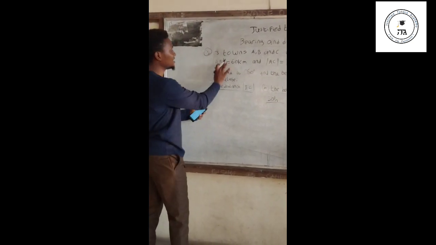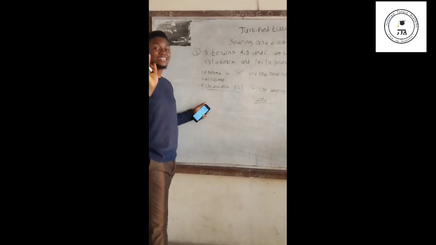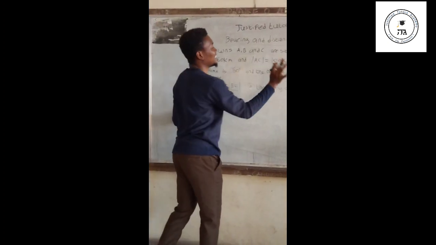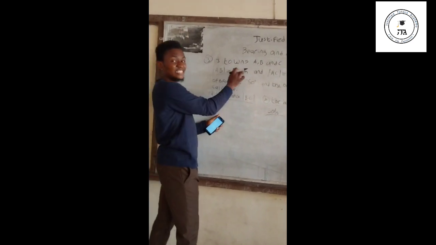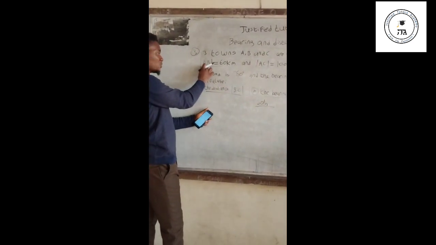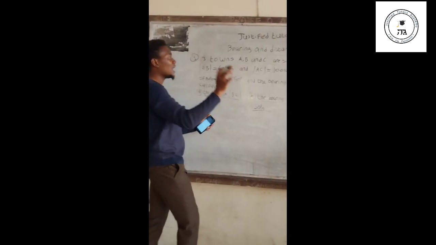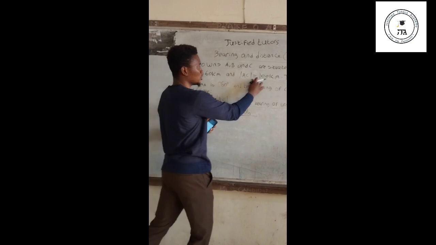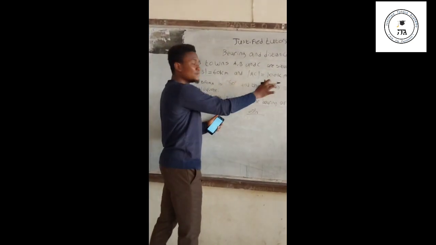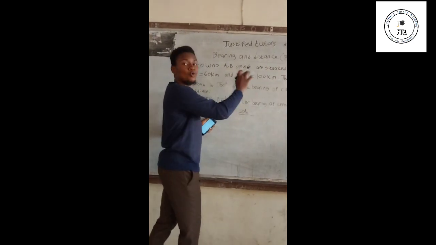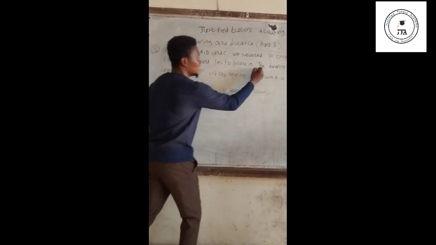The first sentence says 3 towns A, B, and C, which means we'll be having 3 points. And it says they are situated so that AB is 60 km. This AB means the distance between points A and B is 60 km. And then AC is equal to 100 km. It means the distance between point A and C is equal to 100 km.